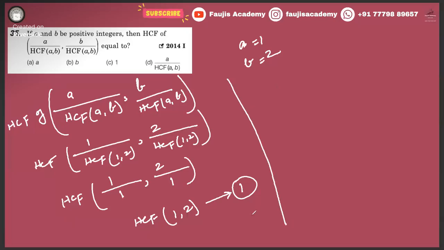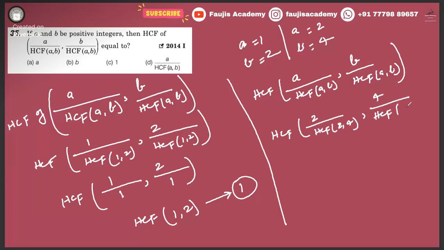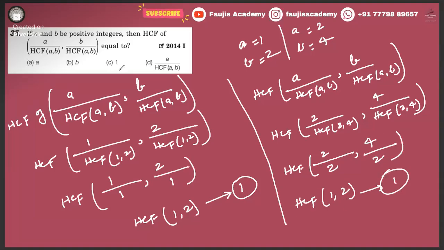But let's not be satisfied with this alone. Let's take other positive integers A and B. Tell me some other numbers. 2 and 4, right? So A divided by HCF of A comma B, and B divided by HCF of A comma B. It looks tough, it looks confusing. Now 2 divided by the HCF of 2 comma 4, what is HCF of 2 comma 4? 2. And 4 divided by 2 is 2, while in the previous case, HCF of 1 comma 2 was 1. Right. In both the cases we have got 1.